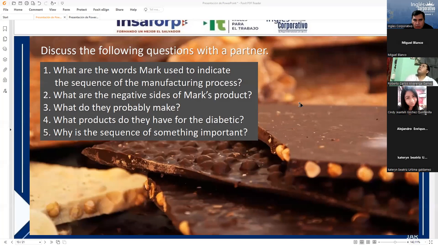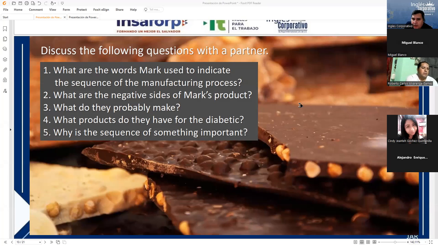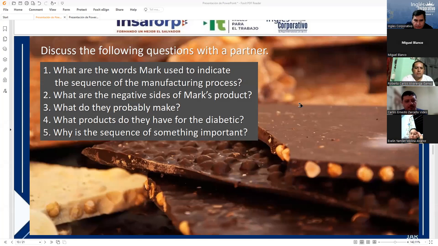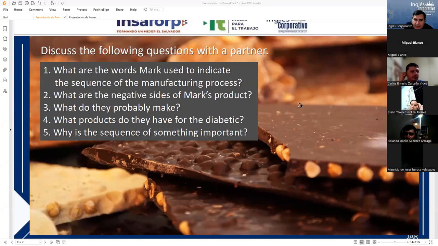Okay. Discuss the following questions with a partner. We're going to discuss these questions. One, what are the words Mark used to indicate the sequence of the manufacturing process? Two, what are the negative sides of Mark's product? Three, what do they probably make? Four, what products do they have for the diabetic? Five, why is the sequence of something important?